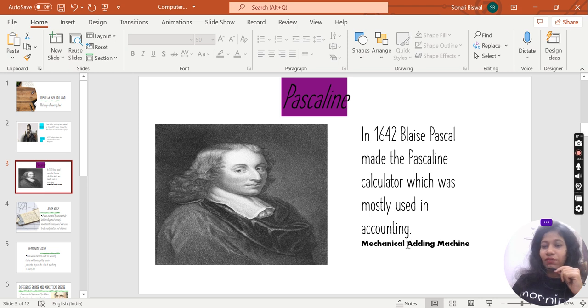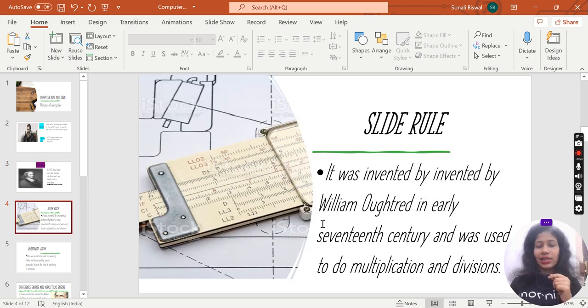So this is also known as the fast mechanical adding machine. The next computer was developed after the Pascaline in 1642. Let's note down which computer is the first: Abacus in the 16th century, then Napier's bones developed in 1617. The third one is the Pascaline in 1642, and after that, the slide rule.